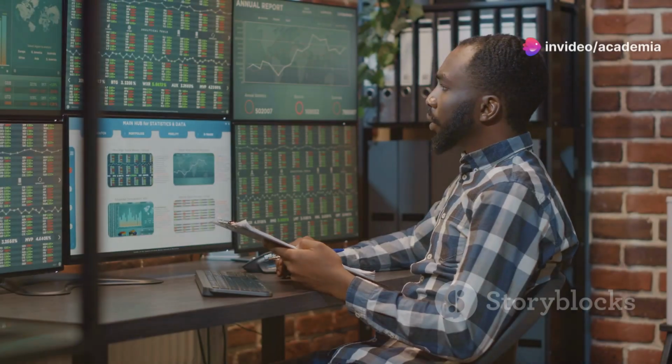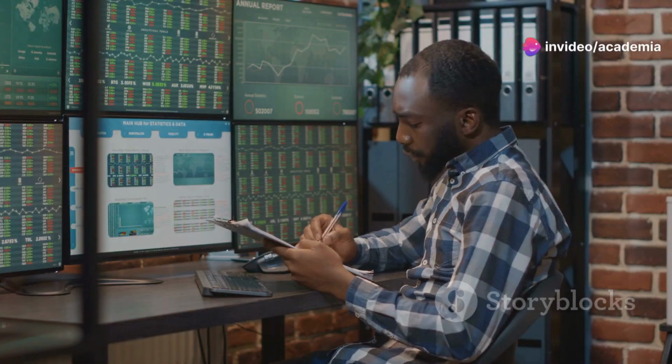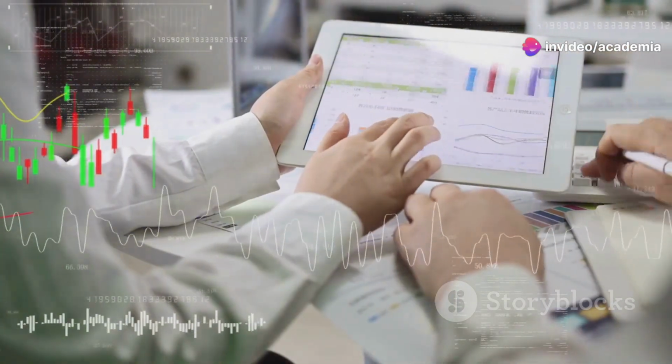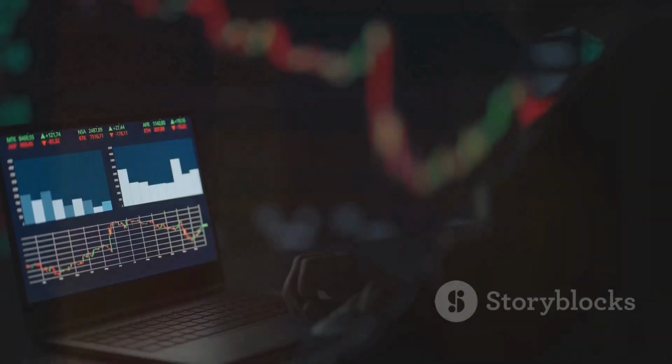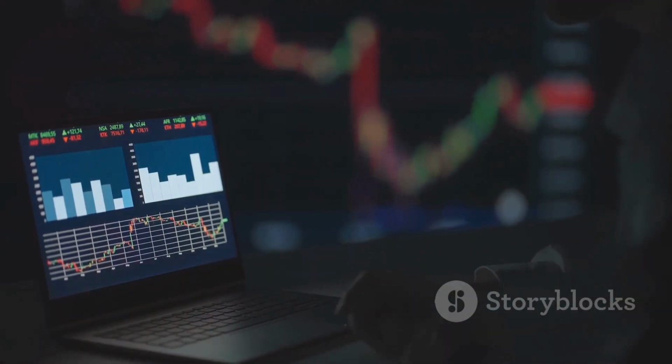The goal of this essay is to demystify these advanced options strategies. We will break down each strategy, explain its mechanics, and illustrate real-world examples. Let's embark on this journey to master these complex tools and enhance your trading prowess.